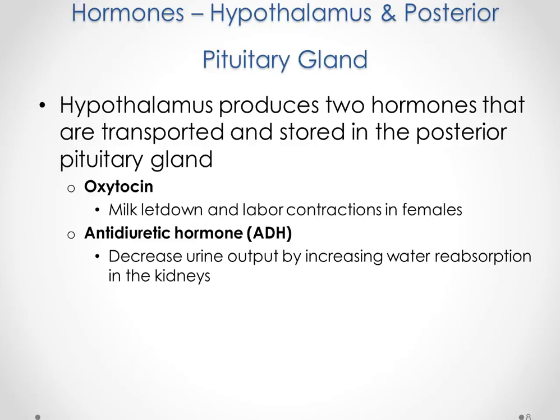And then the other hormone that the hypothalamus is going to produce is the antidiuretic hormone. Antidiuretic hormone is going to decrease urine output by increasing water absorption in the kidneys. So as your blood is filtering through the kidneys, those kidneys are going to reabsorb the water in your blood. The more that those kidneys reabsorb, the less you're going to urinate.